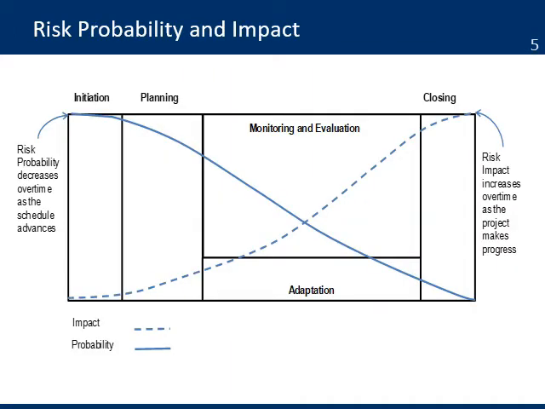Here's a chart that shows the relationship between probability and impact of a risk during the life of the project. The probability of a risk is high at the beginning, but it goes down by the time you close the project. Probability is dependent on time. The longer the time, the more probability that an event might happen. The impact of a risk goes the other way. It increases as you get closer to the end of the project.